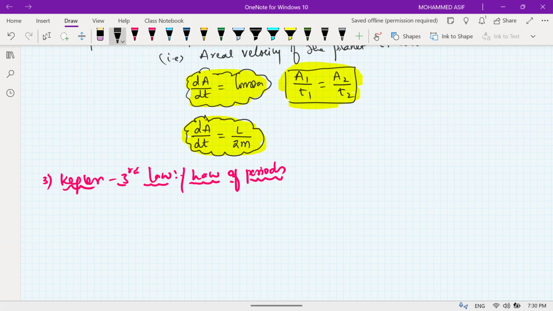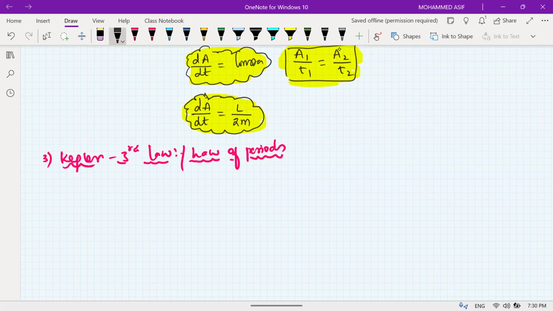So what do you mean by the law of periods? Kepler's third law: the square of the time period is directly proportional to the cube of the average distance. That is, T squared is directly proportional to (r1 plus r2 divided by 2) whole cubed. That is the actual formula. You know what r1 and r2 are? R1 and R2 are the distances of the planet from the sun.